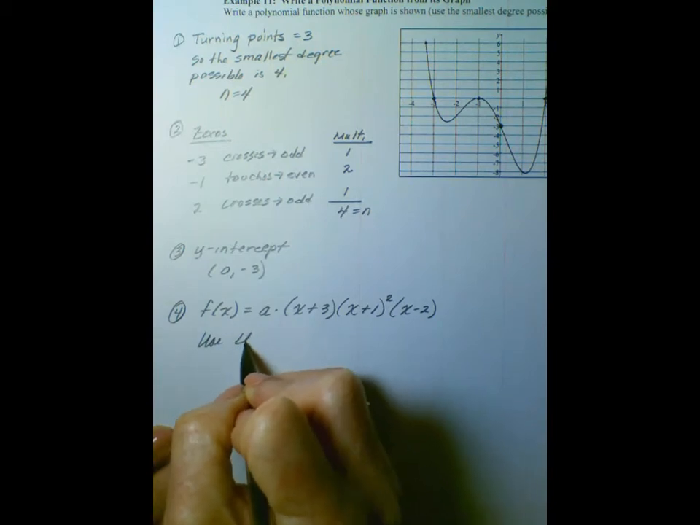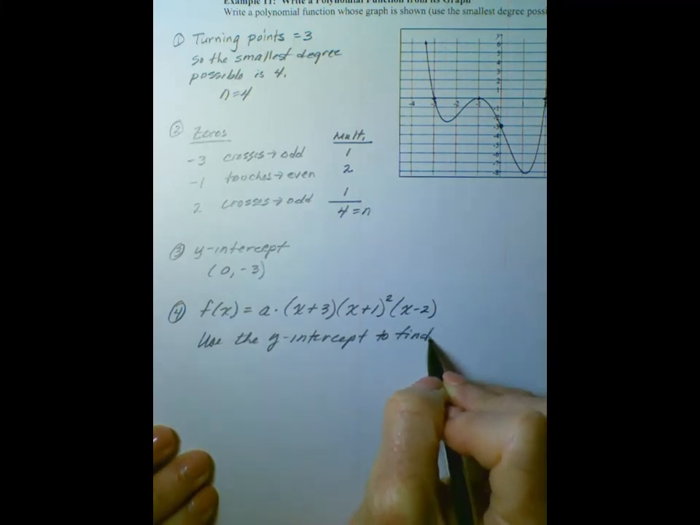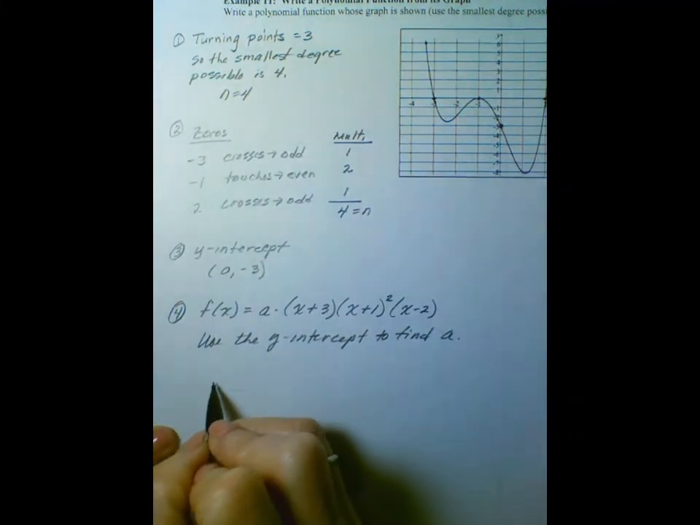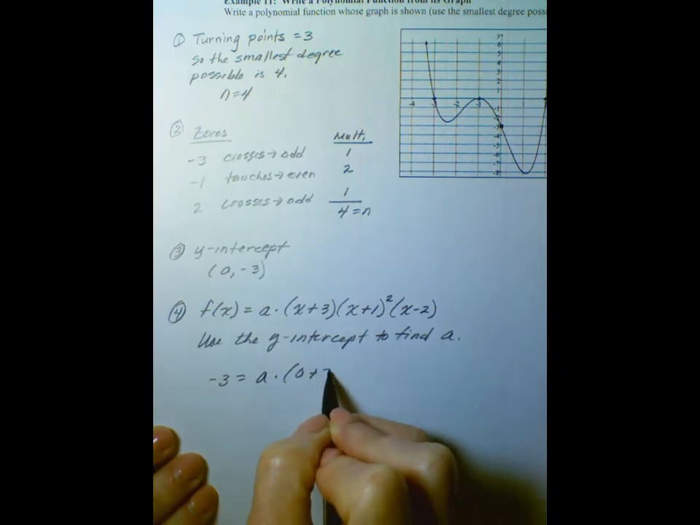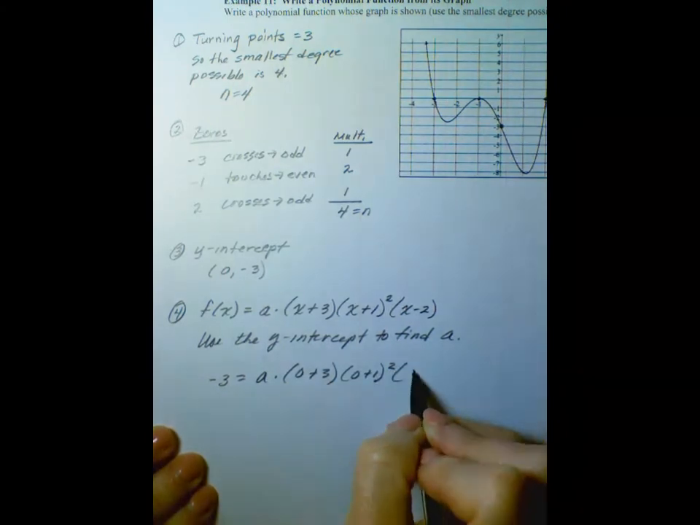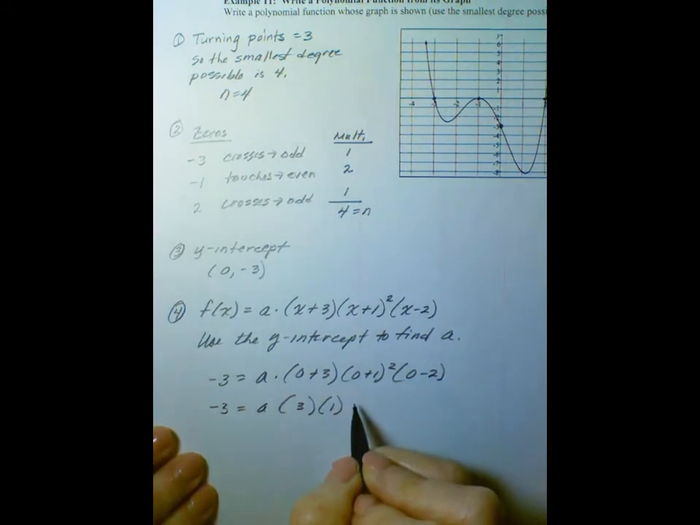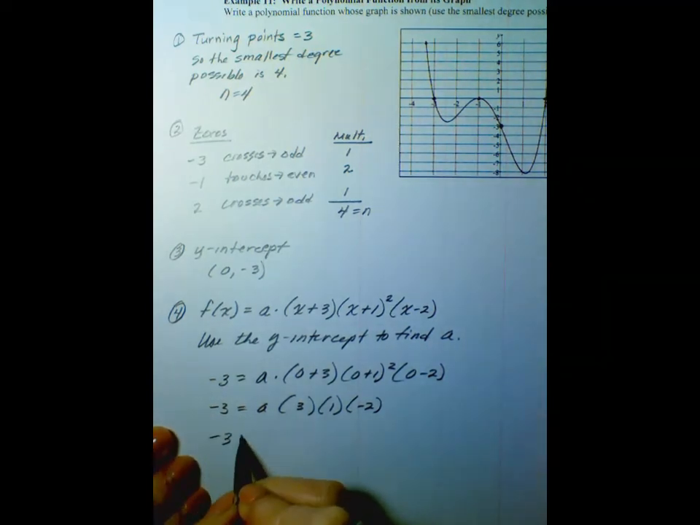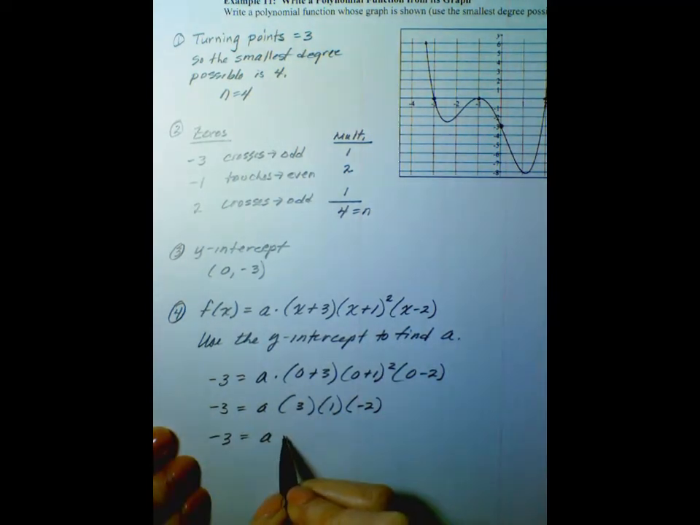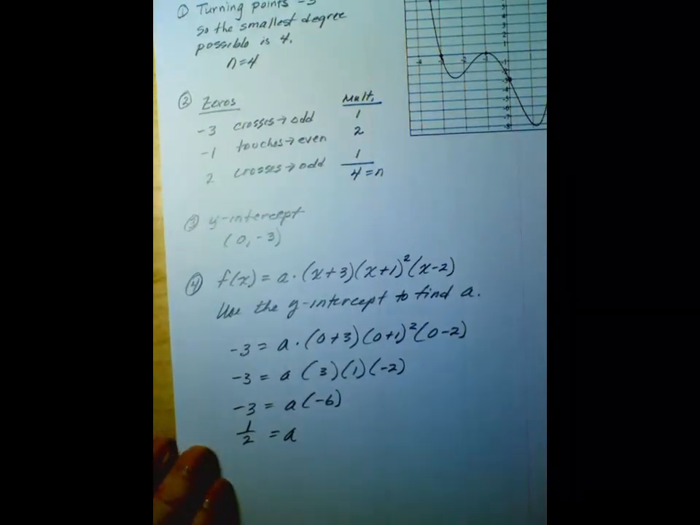And now we will use the Y-intercept to find a, because we know that y is -3, and y is f of x, right? When x is 0. One squared is just 1, right? Okay, so -3 equals a, and 3 times 1 is 3 times -2 is -6. Divide both sides by -6, and we get an a of 1/2. Okay, we have everything we need now to write our function.